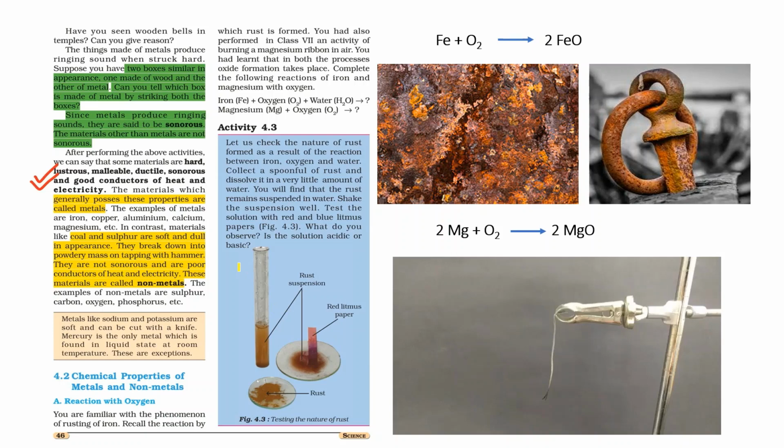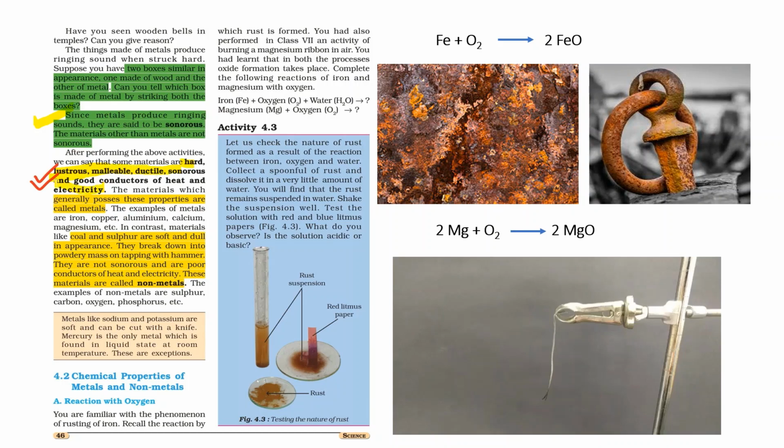Now the third property is sonorosity: metals have sonorous properties. When we beat metals, they produce a characteristic sound for each metal, as when we beat iron, copper and aluminium, all have their characteristic sounds, and we hear different types of sound from these metals, while non-metals cannot produce sound when beaten. So metals are hard, lustrous, sonorous, and good conductors of electricity.